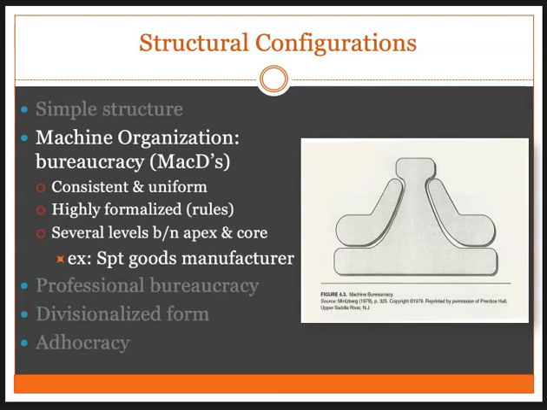Another example of a structural design is the machine organization or bureaucracy. This is the classic McDonald's example that we talked about in our last video, and this is a highly useful structure for businesses that have uniform and consistent processes that need direct and highly formal oversight to make sure that things get done efficiently and in the same way over and over and over again.